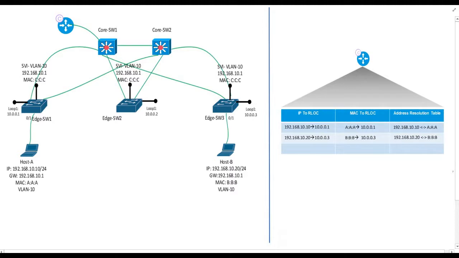Hi all, my name is Vishnu Dutt, and in this video we will see how a particular host in SDXS moves across switches, or host mobility.